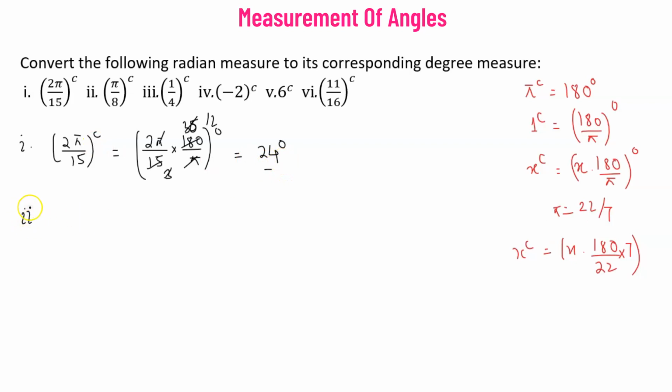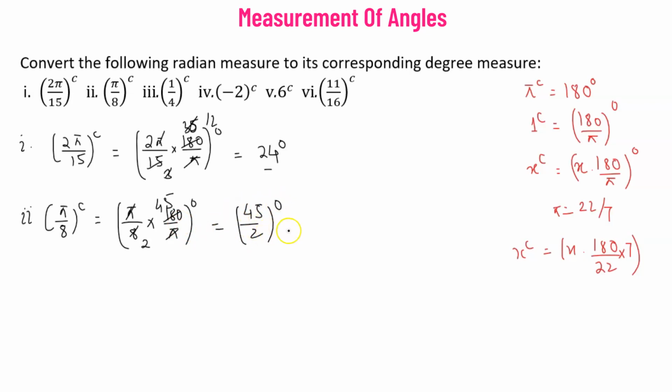Coming to number 2, we have pi over 8 radians. So that means we will multiply pi over 8 by 180 over pi, so this gets converted to degrees. So we have pi and pi cancelling out, and 4 times 2 is 8. Then we have 4 times 45 is 180. So we have 45 over 2 degrees.